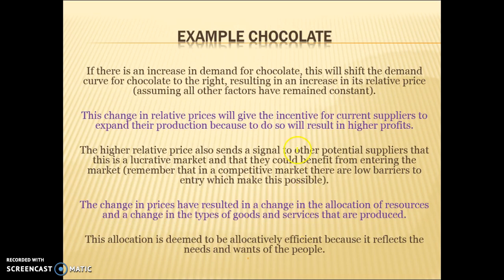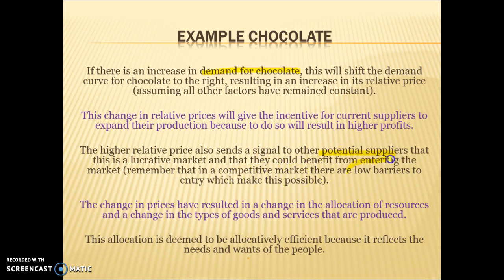So a good example of how the market helps to achieve allocative efficiency: if there's an increase in demand for chocolate, that's signalling that people want chocolate. Their living standards are going to be higher if they get chocolate. This will shift the demand curve to the right and lead to an increase in the price. This provides the incentive for current suppliers to shift resources into that industry and also to other potential suppliers that it's a lucrative market and they could benefit from entering the market.